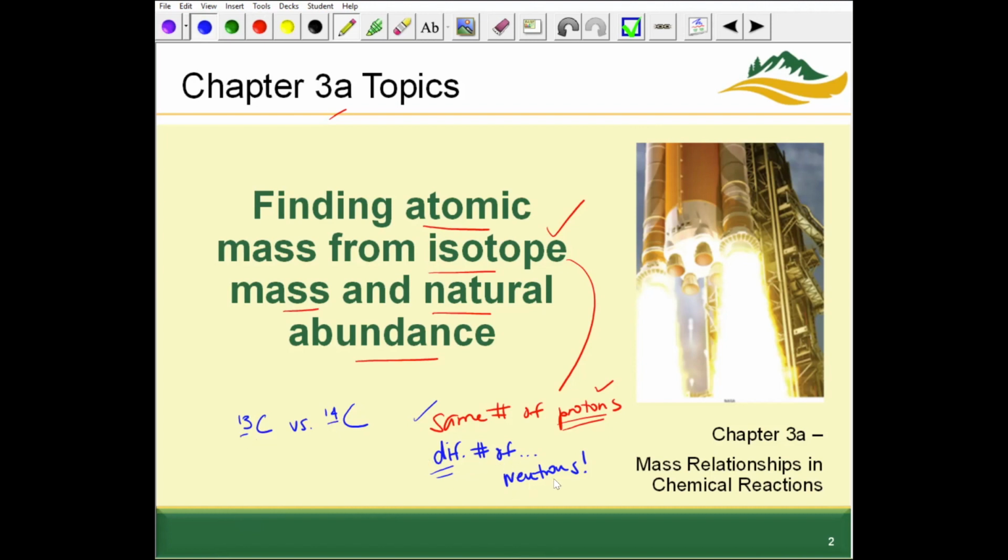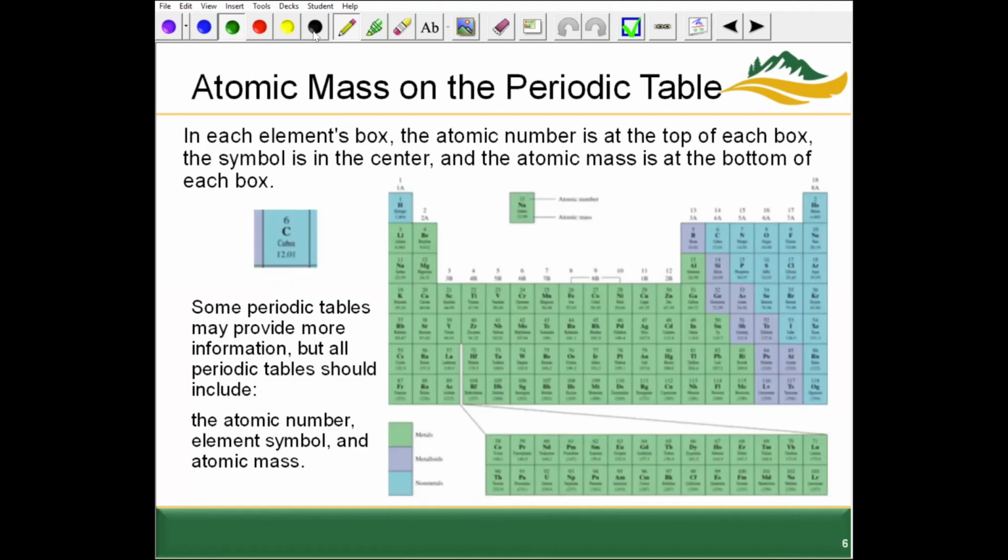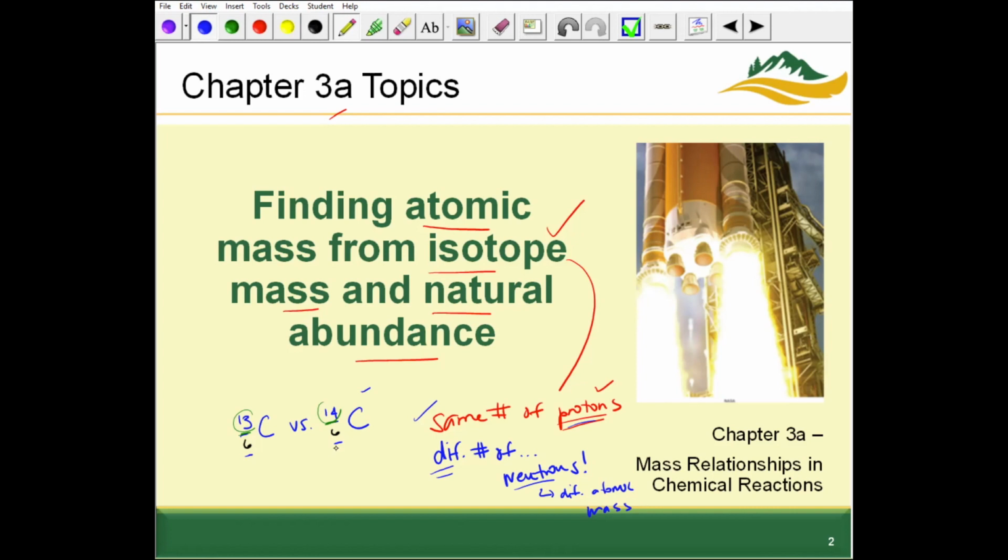With a different number of neutrons, but the same number of protons, that leads to a different atomic mass. For example, carbon-13 and carbon-14, these are isotopes. They have a different atomic mass, 13 versus 14. But the atomic number for carbon is 6, meaning that any isotope of carbon will always have 6 protons. So 6 protons, that will never change. So keep in mind this definition of an isotope.